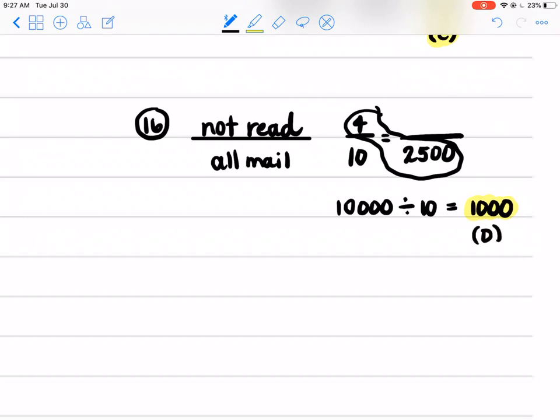Think of all the postage these companies are wasting, and I'm not even reading that mail.